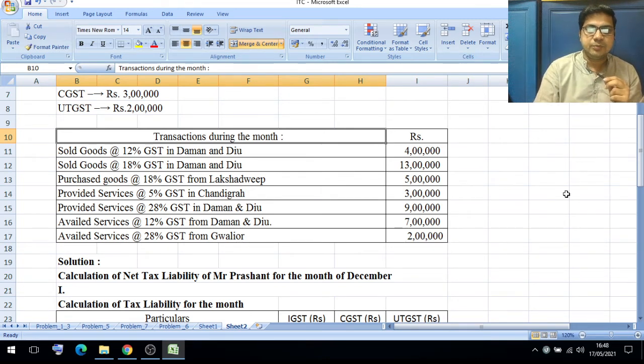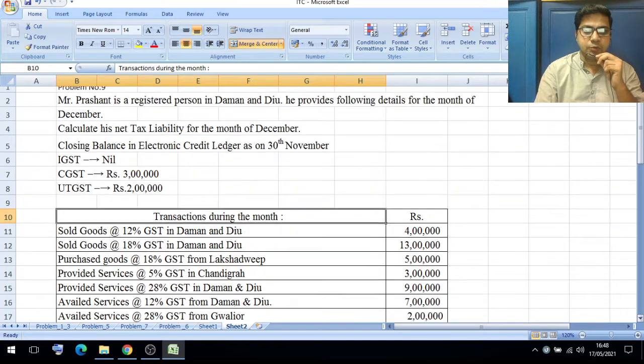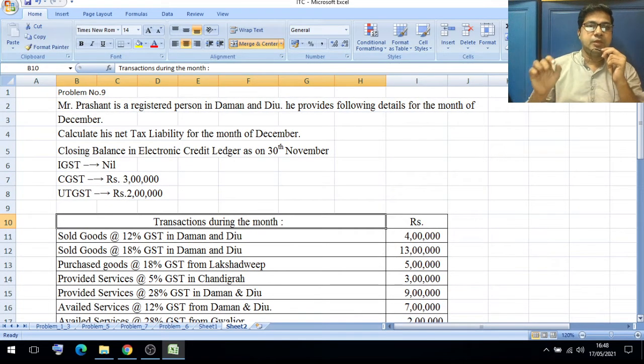Now friends, this is the particular problem that I read. In this problem, the person is Prashant. He is a registered person in Daman and Diu. Daman and Diu is a union territory. It means Prashant is a registered person in the union territory. It means he is living in Daman and Diu, which is a union territory, and he has provided the details of the December month.